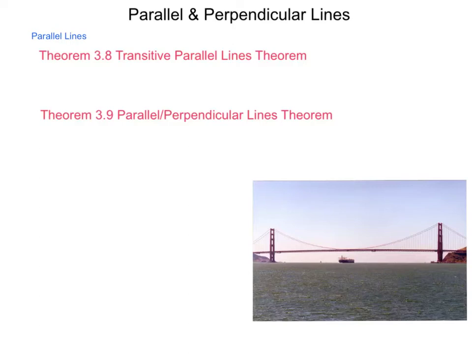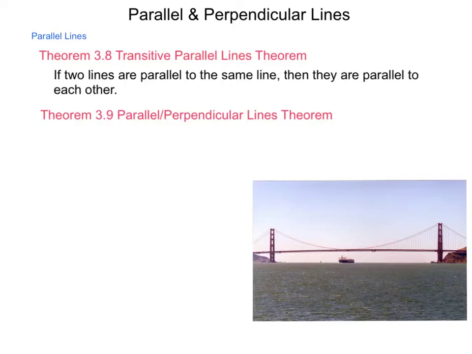3.8 and 3.9 don't really have formal names that I'm aware of, but I call 3.8 the Transitive Parallel Lines Theorem. And it states, if two lines are parallel to the same line, then they're parallel to each other. In other words, if I'm working in a system and I know that A is parallel to B and B is parallel to C, well, since both A and C are parallel to the same item, then A must be parallel to C. That's all that this one states.